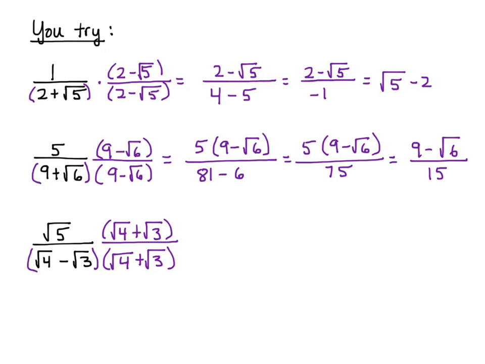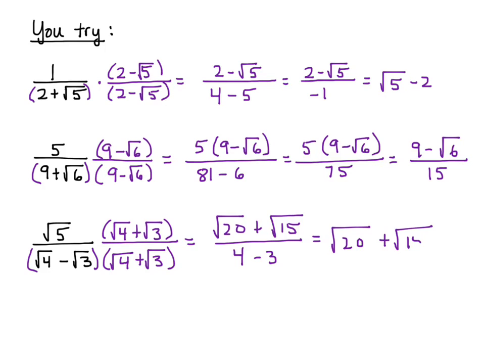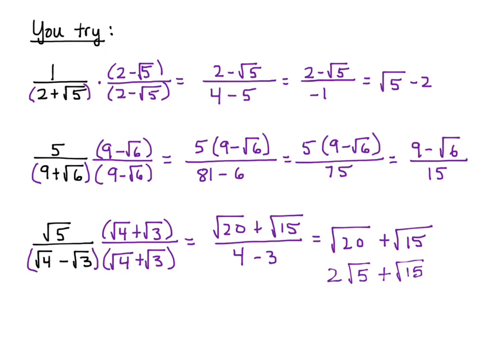And the last one, we have a bunch of radicals going on here, so we take the conjugate of the denominator, and so we multiply like this, and then simplify, and we're done with our answer there.